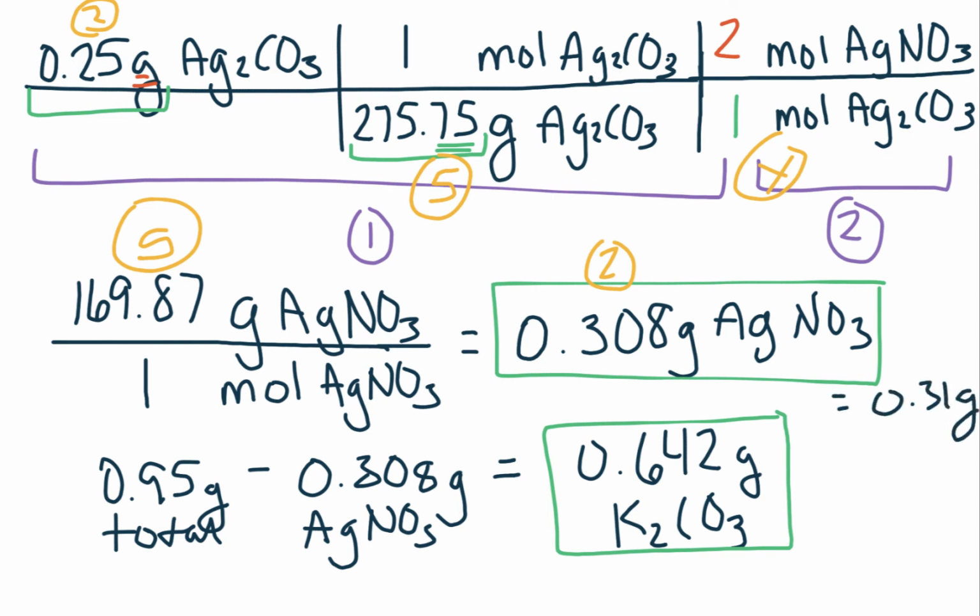The next one, we're looking at subtraction, so remember it goes by the decimal place. This says 0.95, so the last significant figure is that 5, which is in the hundredths place. For the silver nitrate, actually this is the last significant figure because we determined it only has 2. And it's also in the hundredths place, which means our answer can be rounded to the hundredths place. So this one we can round to 0.64 grams of potassium carbonate.